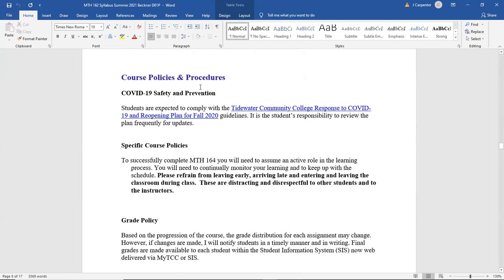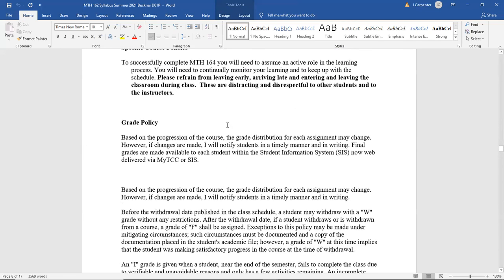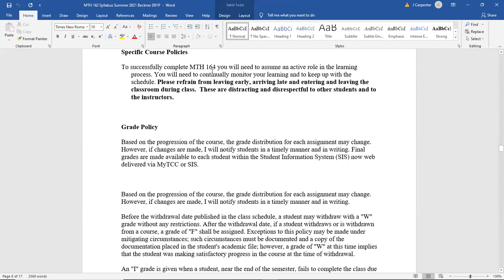Course policies, you have the standard COVID plan. It says reopening for fall 2020. This is still valid. If you use that hyperlink, it should take you to the 2021 features. Specific course policies, again, another just old typo. Whoever has the master version of the syllabus needs to update a couple of things, but that's okay. So you have to assume an active role in the learning process.